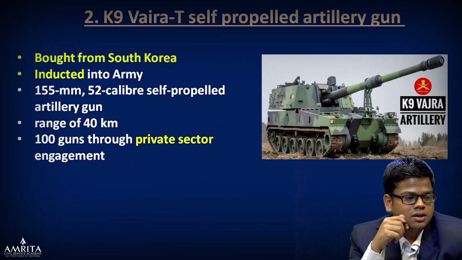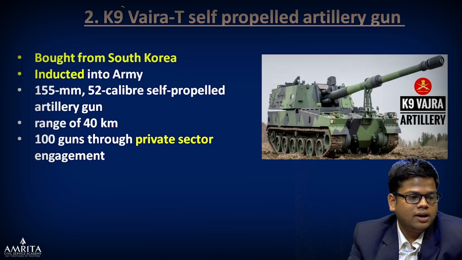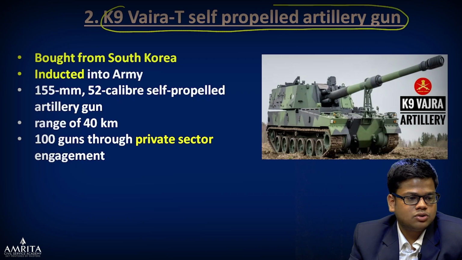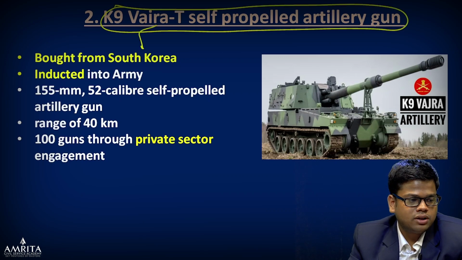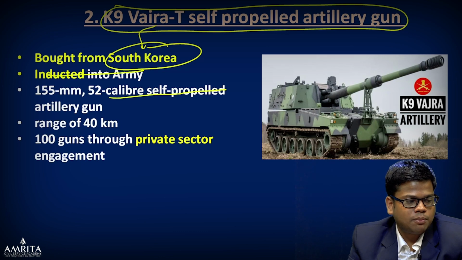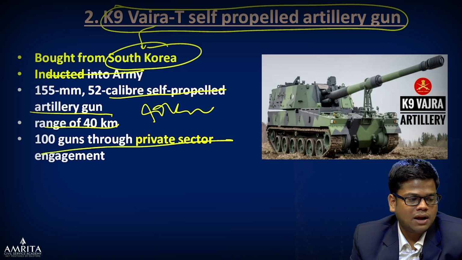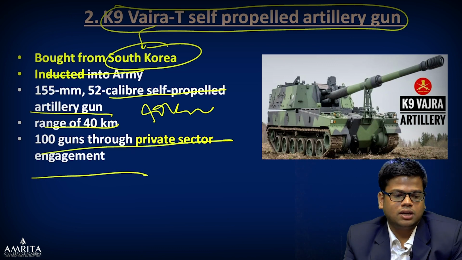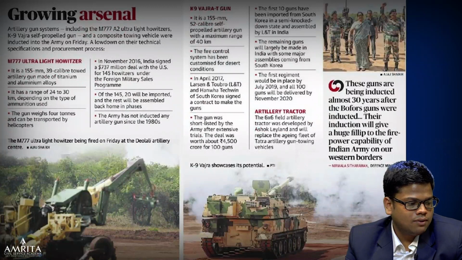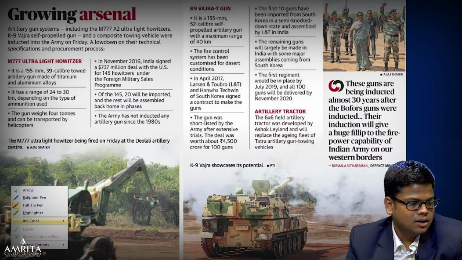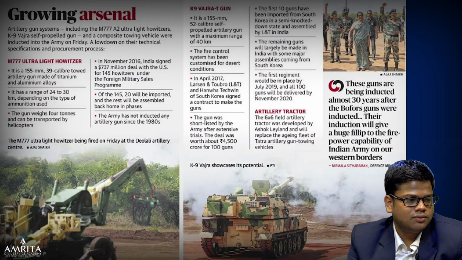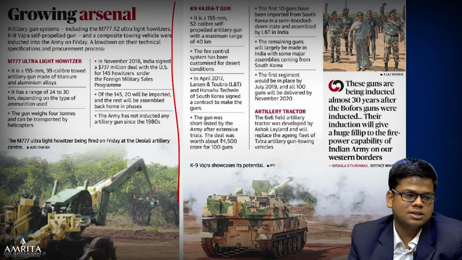Next is the K9 Vajra-T self-propelled artillery gun. That is the next artillery gun. We have bought that from South Korea and inducted it into the army. It's a 155 caliber self-propelled artillery gun with a range of 40 kilometers. 100 guns through private sector engagement. We are taking it, so we are growing our arsenal. Not year by year, I'll say, but with these two procurements, we are growing our arsenal.